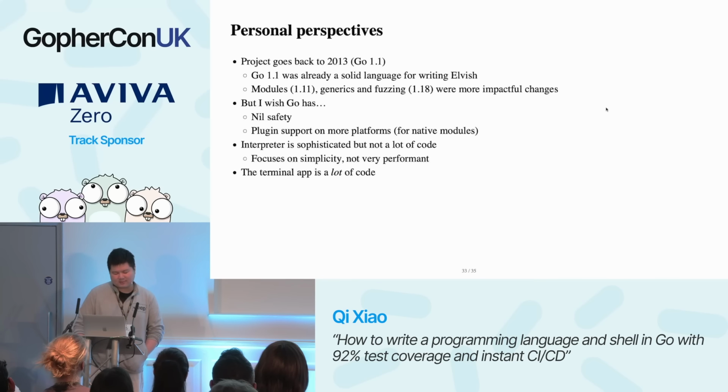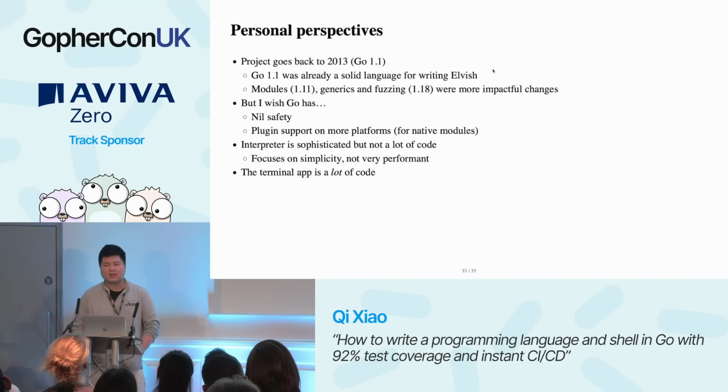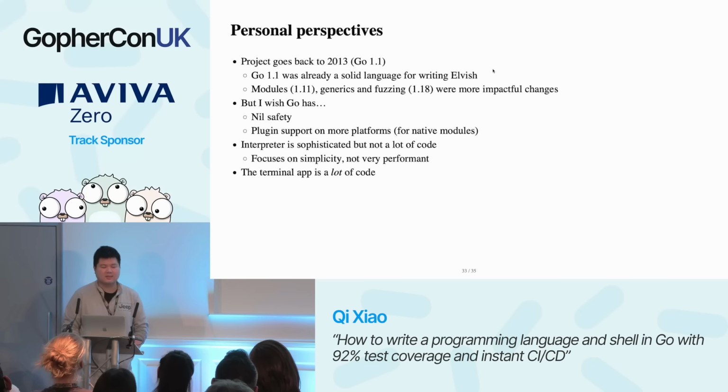But to my surprise, Go 1.1 was already a very solid language for writing Elvish. And it has all the pieces that you need for shells that I talked about before. Go is famously known for goroutines and all the parallel execution mechanisms, like the channel mechanism. All the fundamental stuff was already there in Go 1.1.